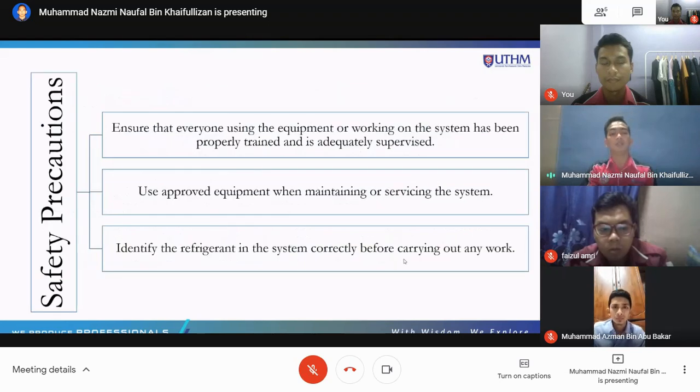Next, for safety precautions, there are three. First, ensure that everyone using the equipment or working on the system has been properly trained and is adequately supervised. Next, use approved equipment when maintaining or servicing the system. And last one, identify the refrigerant in the system correctly before carrying out the work.